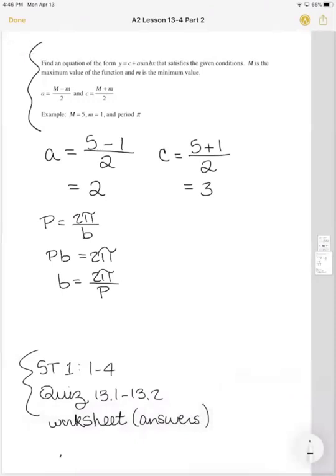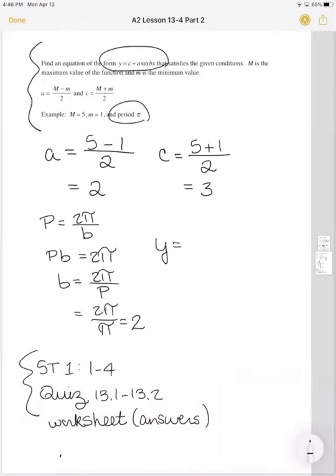Well, let's go ahead and find that. That's 2 pi divided by, let's look up here, it says the period is pi. And so I'm going to divide by pi, and so my B value is 2. So now I have everything I need. Look at my equation up here. I'm just going to fill it in.